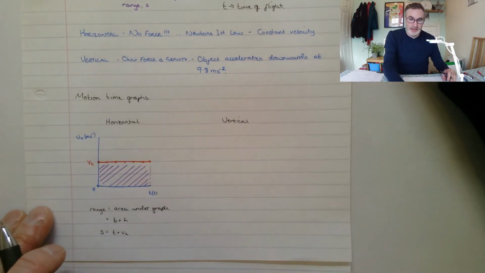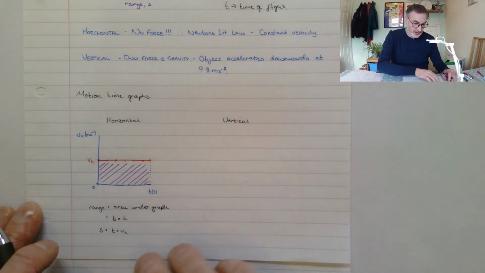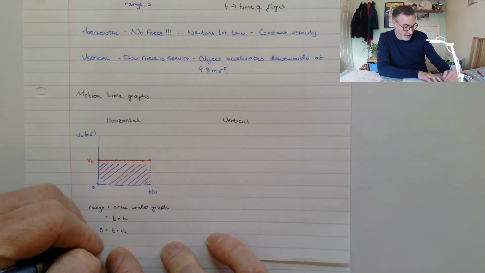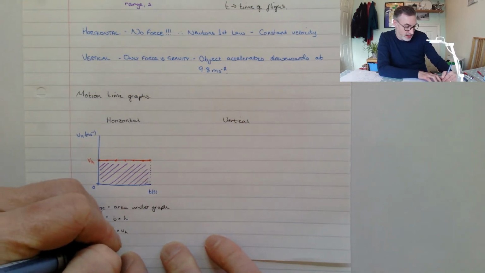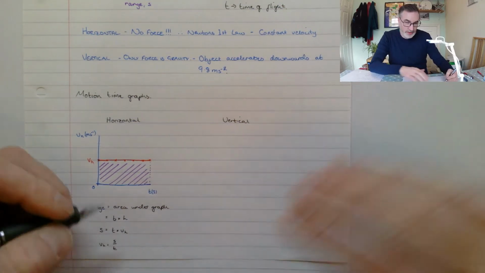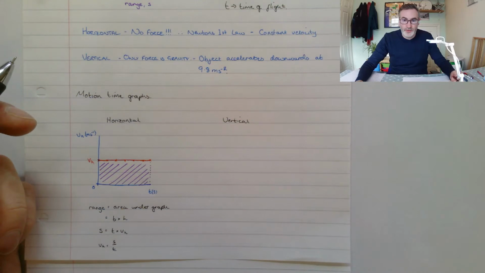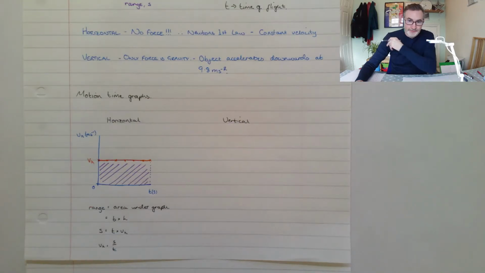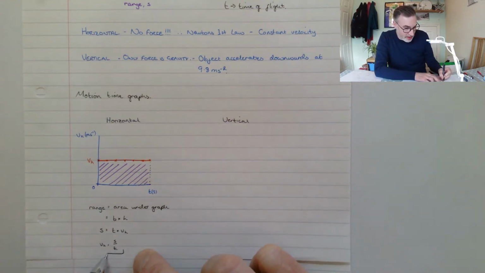Now, looking at this, and I guess this is complicating things a wee bit, if I were to rearrange this formula for VH, I would get VH is equal to S over T. And again, if we look here, in learning intention 6.7, fourth line down, VH is equal to S over T, which is just our speed distance time formula.